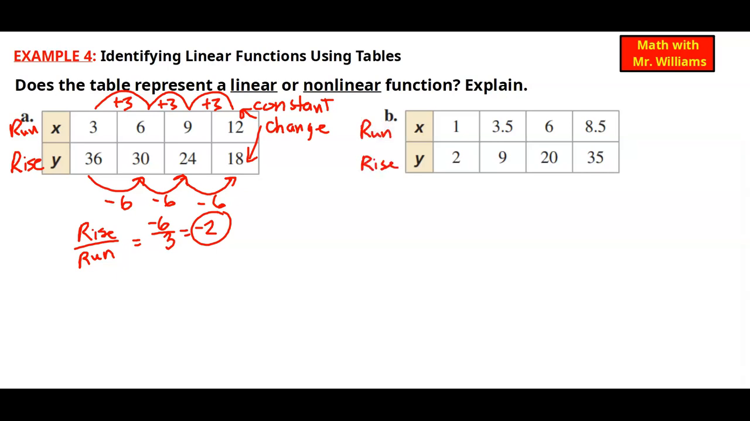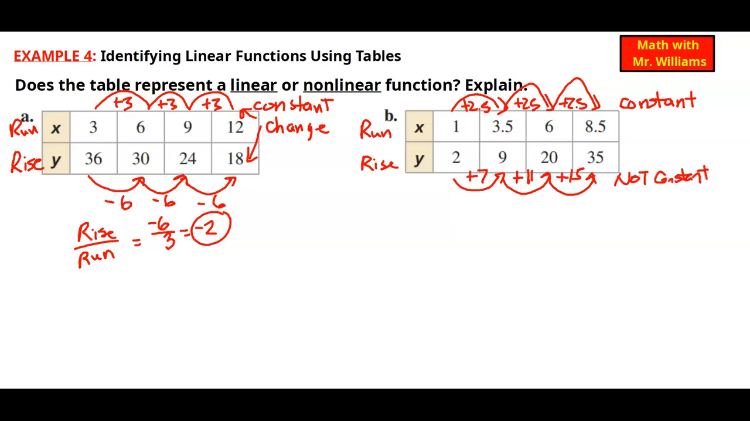All right, on top, we can see it is increasing by 2.5, then it increases again by 2.5, and then again by 2.5. That is constant. We see from 2 to 9, it is increasing by 7, but then from 9 to 20, it's increasing by 11, and from 20 to 35, it is increasing by 15. That is not constant. That is not the same increase. There is no rise over run in this case because the numbers continue to change. So this one is nonlinear, and the first one was linear. The key is to look for that constant change for the rise and the run.